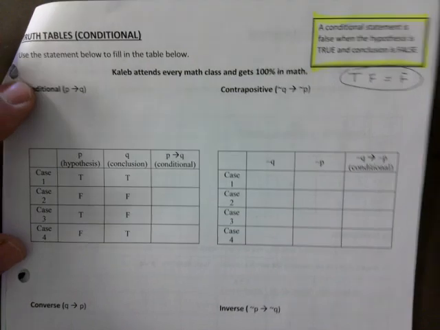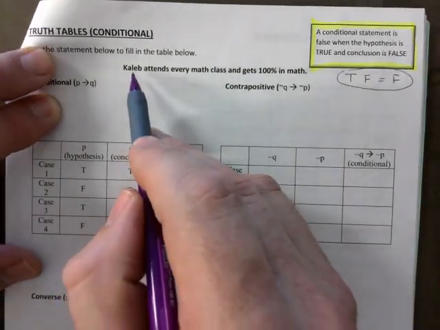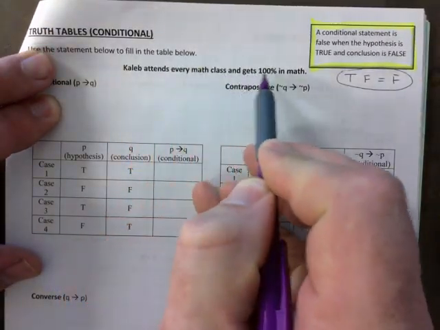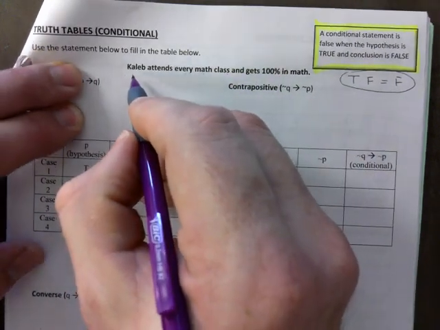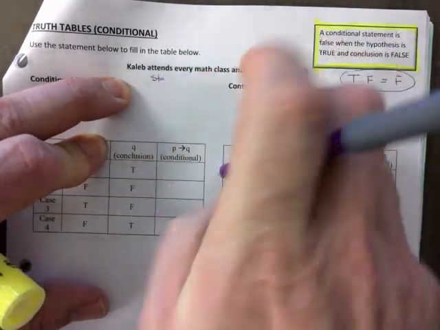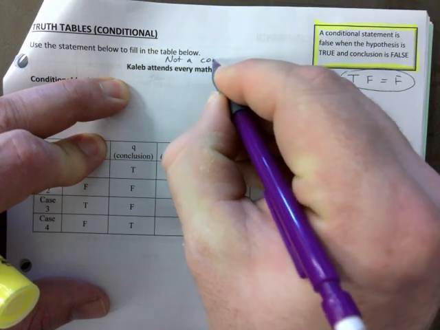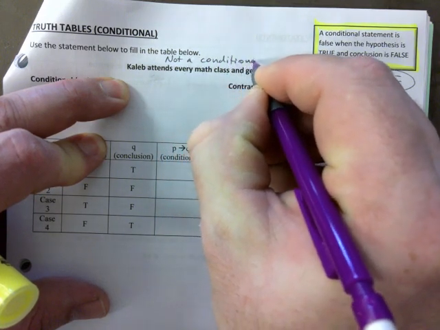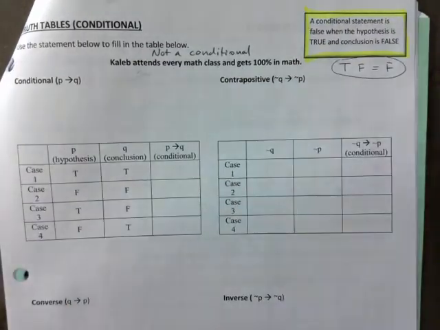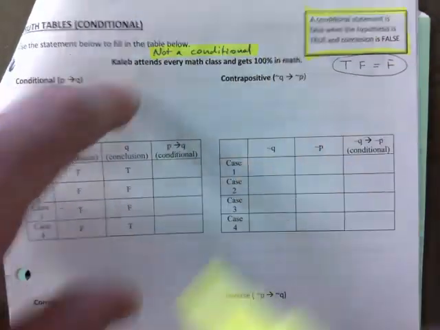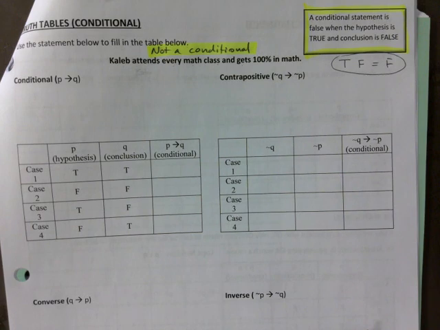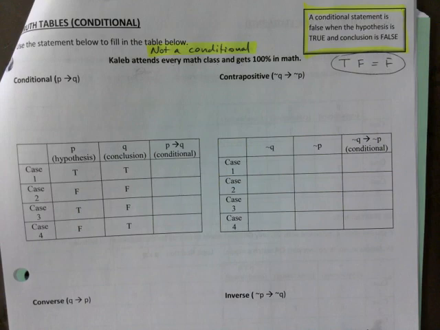Okay, so here's the statement. Caleb attends every math class and gets 100% in math. By the way, guys, this is just a statement, not a conditional just yet. Sometimes the province has done this where they just gave you a sentence and it's not a conditional just yet, but we can turn it into a conditional anytime we want, right?